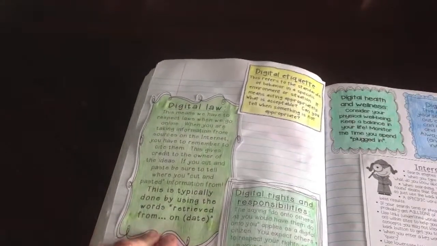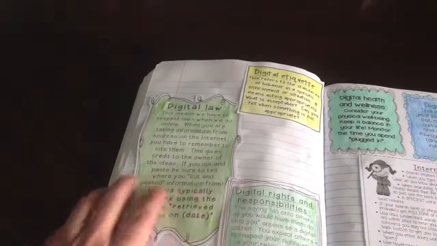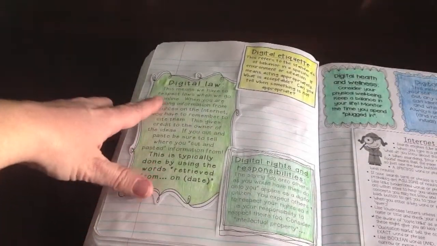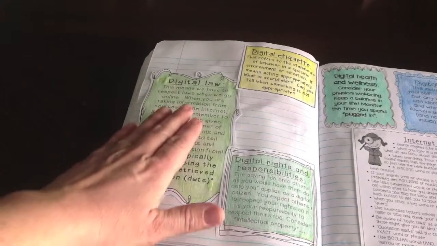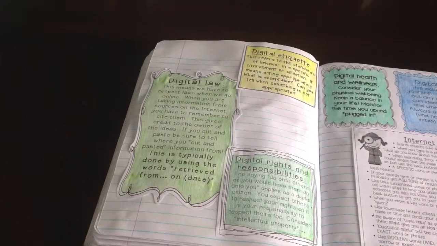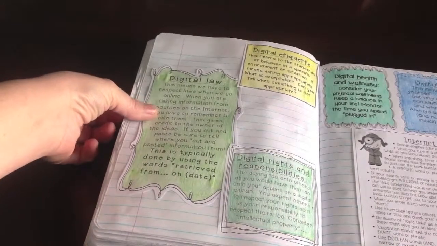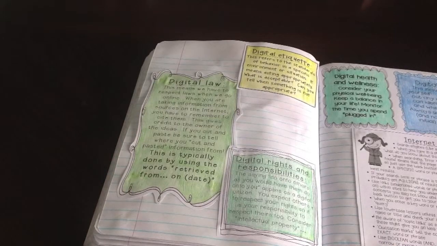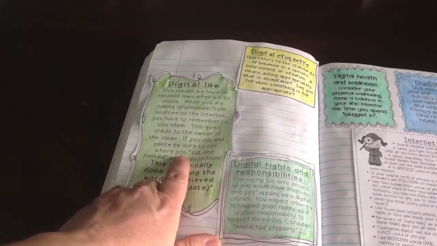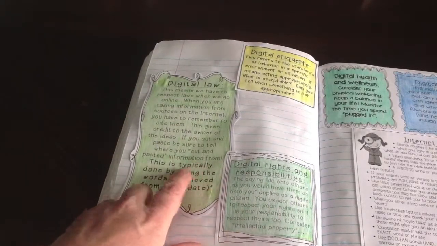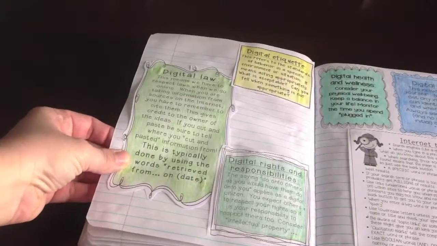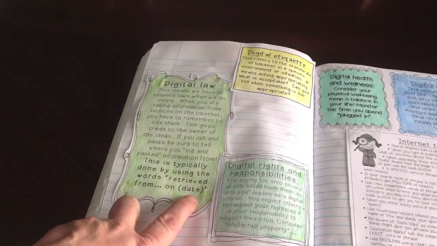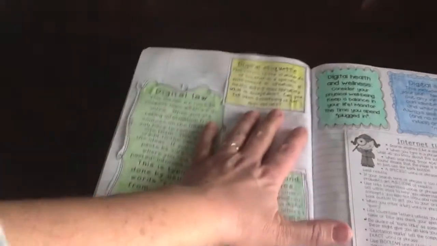This takes us to the idea of digital law, digital etiquette, and digital rights and responsibilities. When we think about laws, we have to respect them when we go online. When you do research, this is important because you will be pulling information from the internet from another source. You have to always remember to give credit to the source that you're taking information from. Even if you cut and paste, you need to note that you cut and pasted information from a particular source. Again, this is done by using the words retrieved from and the date that you retrieved it.